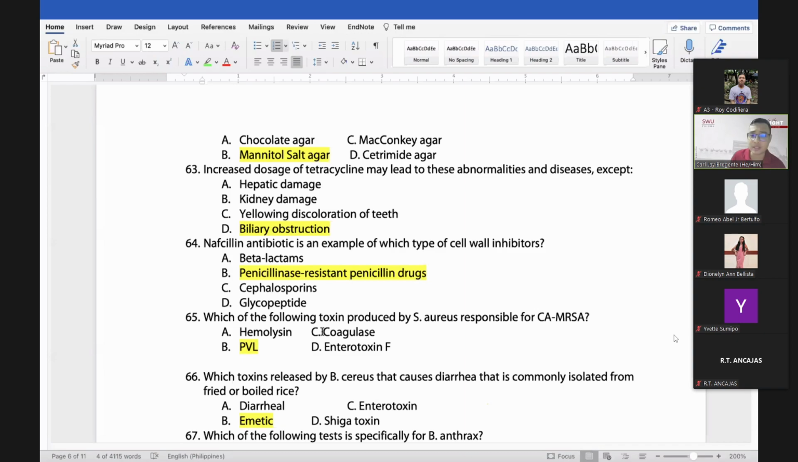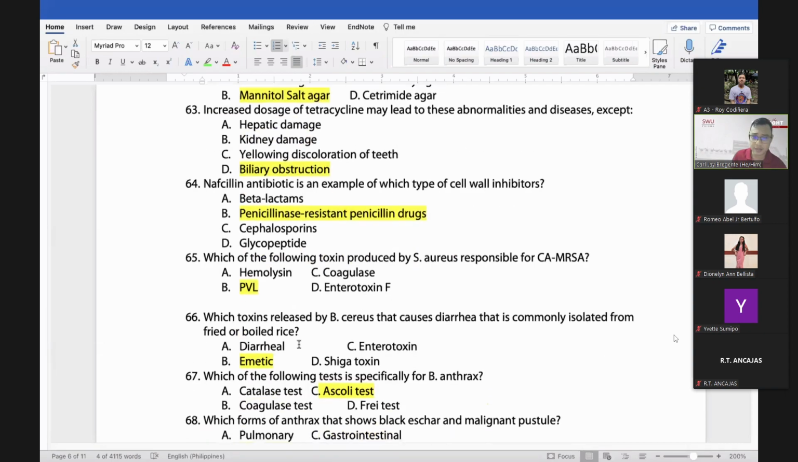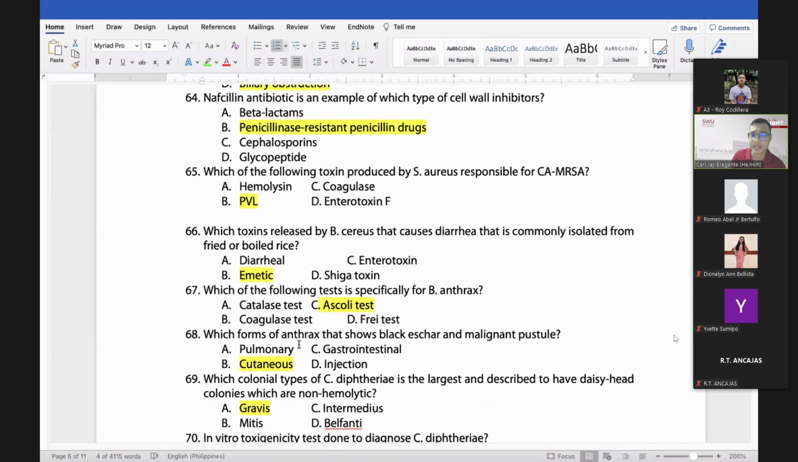Which of the following toxins produced by S. aureus is responsible for community-acquired MRSA or methicillin-resistant Staphylococcus aureus? So the correct answer is your PVL or Panton-Valentine leukocidin toxin. 66. Which toxin released by B. cereus or Bacillus cereus causes diarrhea that is commonly associated with fried or boiled rice? So the correct answer is emetic toxin. Bacillus cereus releases only two toxins, the diarrheal and the emetic toxin.